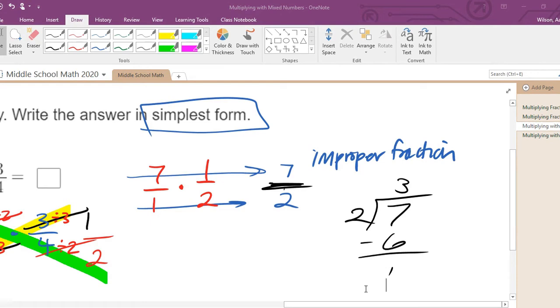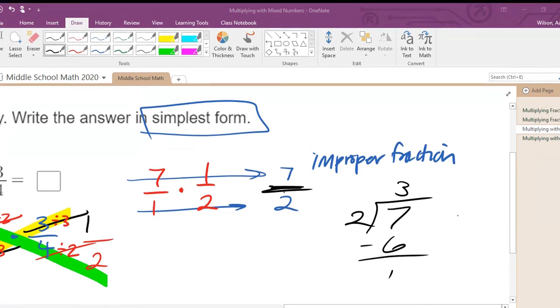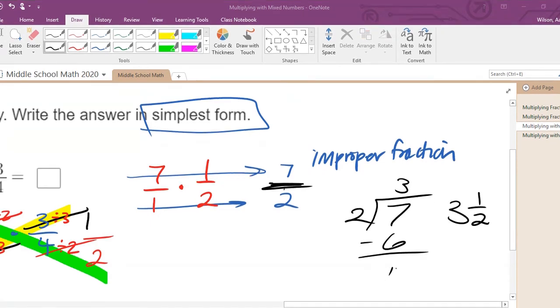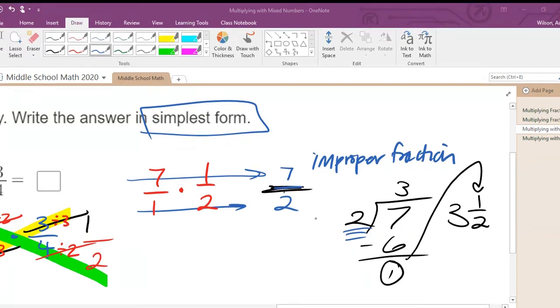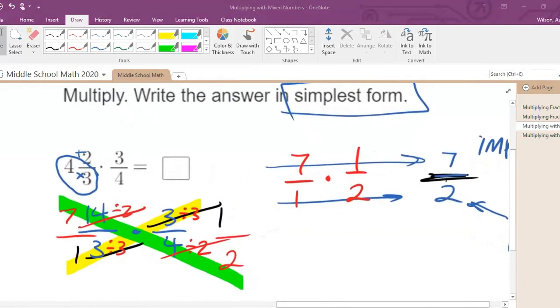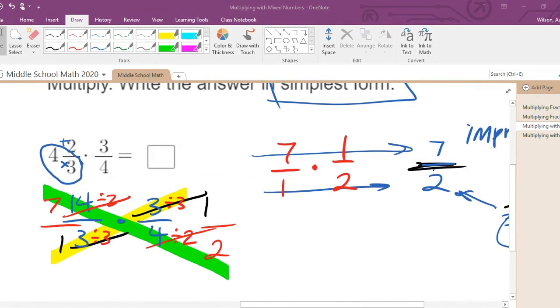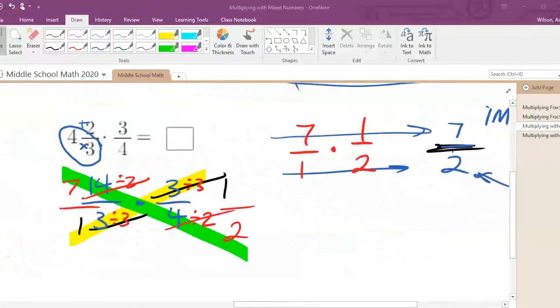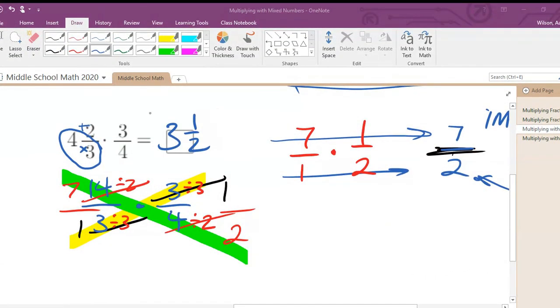Well, the whole thing gets written as 3 1/2, because the remainder happens to be your numerator, and the fraction pieces never change. So this is always out of halves, notice. So I just bring that 2 into the denominator position. So the correct answer for what is 4 2/3 times 3/4, that is 3 1/2.